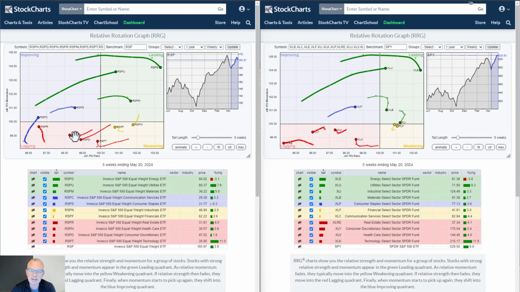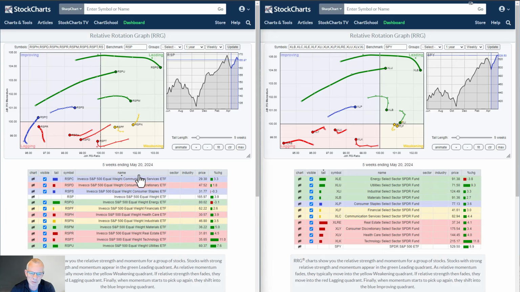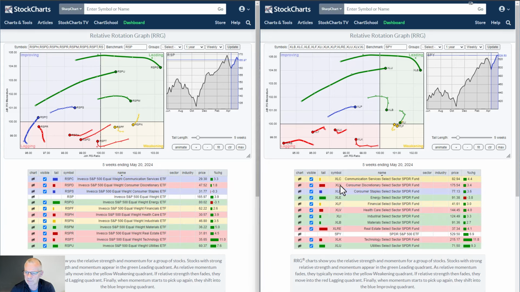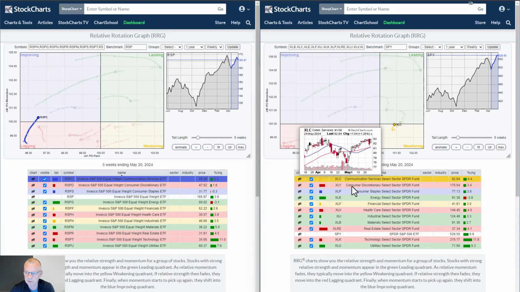So let's start with a look at the cap weighted and equal weighted RRGs of S&P sectors side by side. Here we have the equal weight version on the left and the cap weighted version on the right. Let's quickly go over the individual sectors and see if we can get a first glance of what's going on. I rank them on their names, so we will be able to very quickly put them side by side.